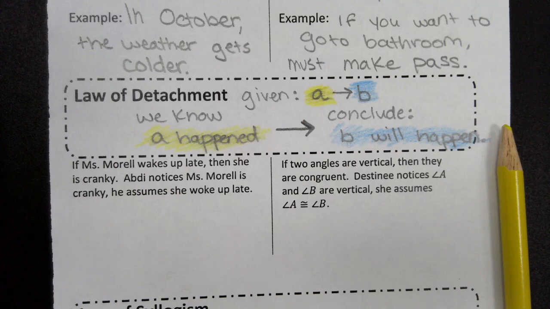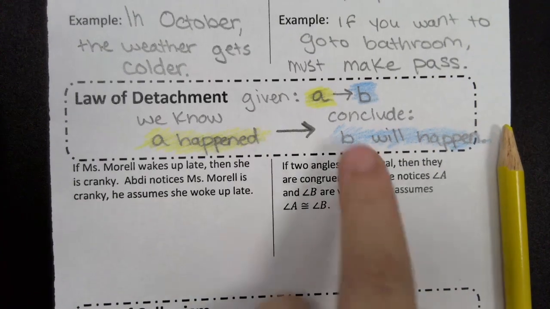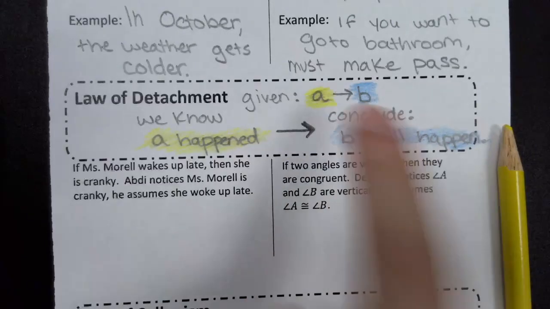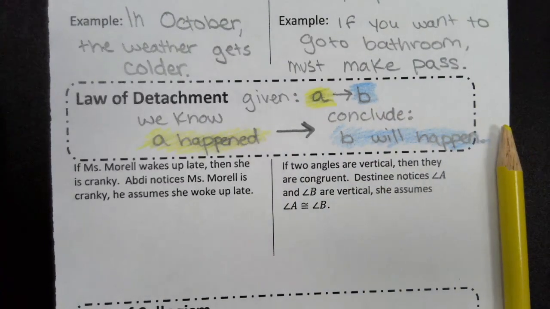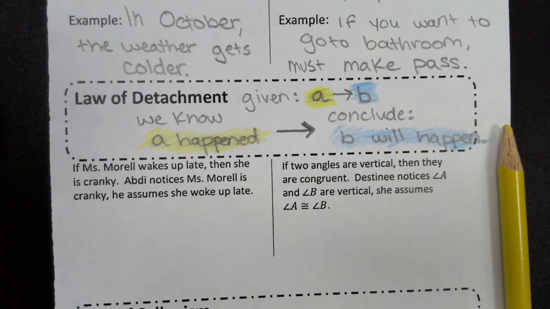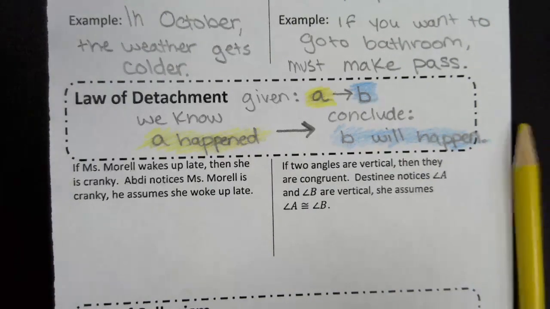Yeah, it's no longer charging, it's unplugged. So when we detach, we're taking this if A, then B, and we're breaking them apart. We're saying, okay, now A happened, so we know that B happens kind of separately, but we're looking at them individually as different parts.